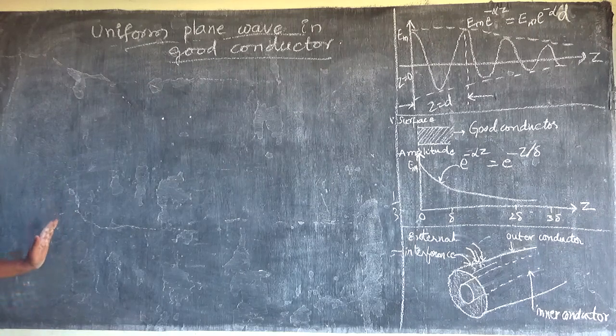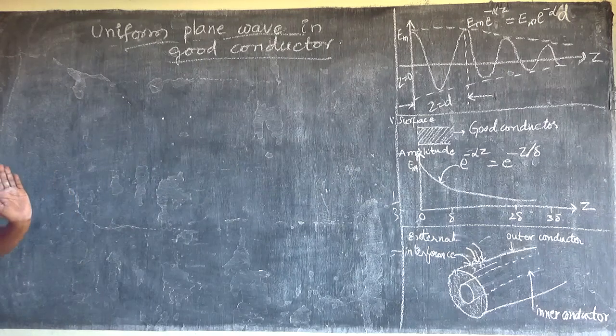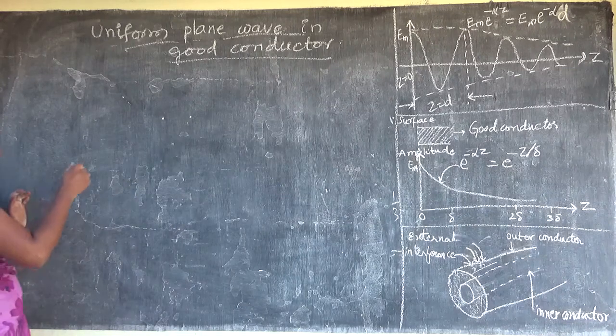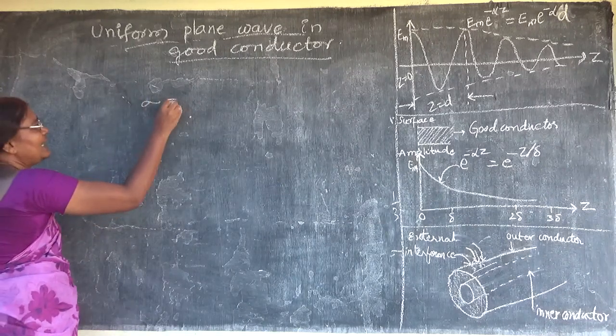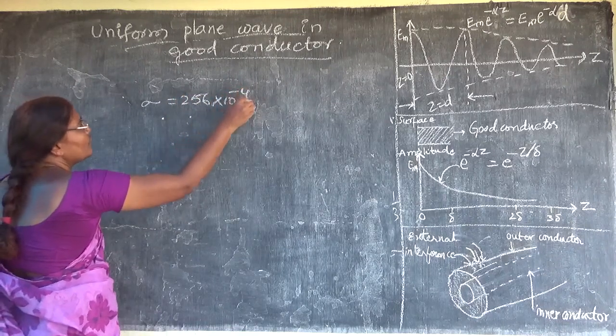Now we are going to see what is the behavior of the wave when it is traveling through a good conductor. The medium is a good conductor, that is its conducting value will be very high, its conductivity is very high. In the previous problem we have used sigma value as 256 into 10 to the power of minus 4 mho per meter.